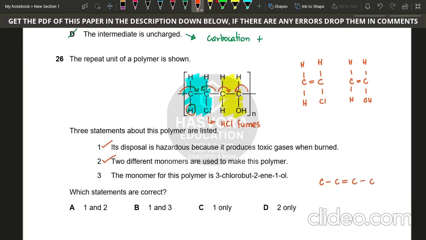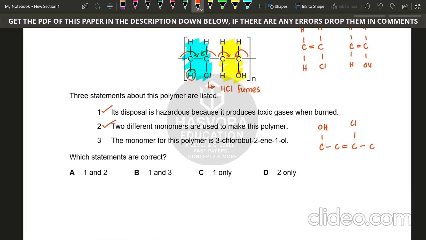Okay, and 3-chloro. Okay, so 3-chloro-butene and 1-ol. Okay, so now what we actually suggested is that there were two monomers in this shape. Okay, so we actually said that it was in this type of arrangement. But now what they are suggesting here is that the double bond is in between, which is totally incorrect.